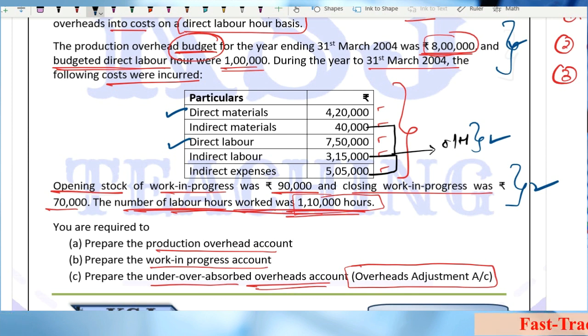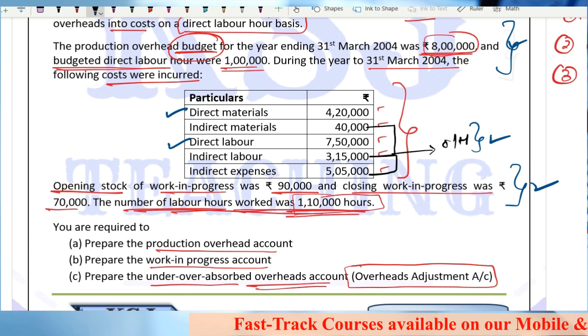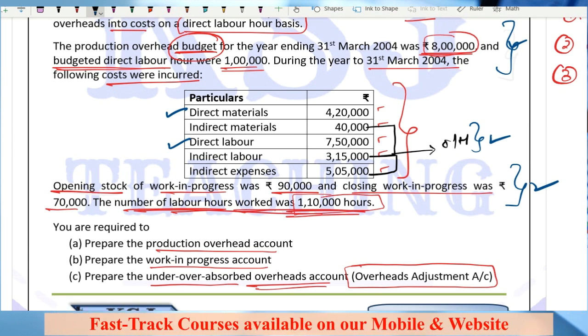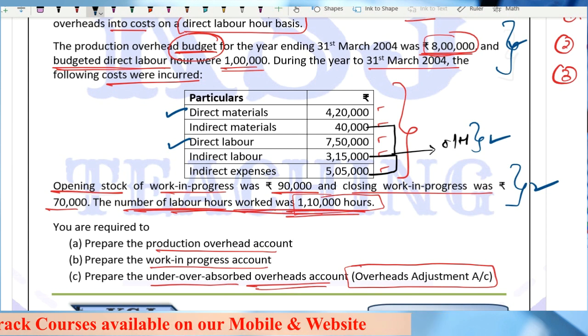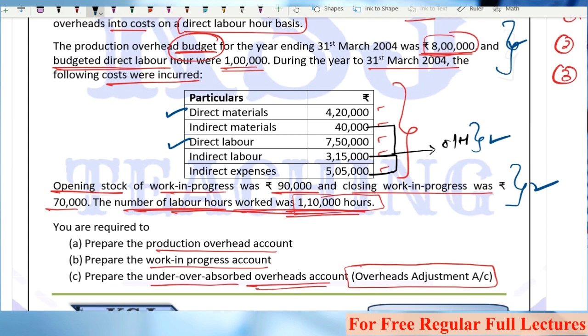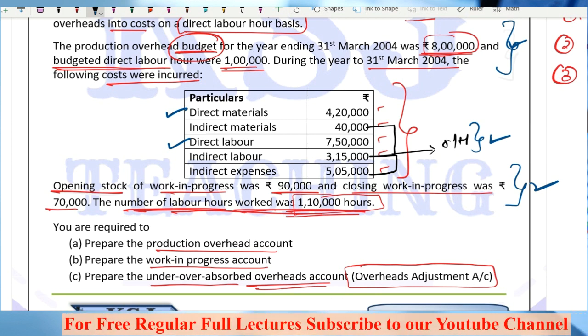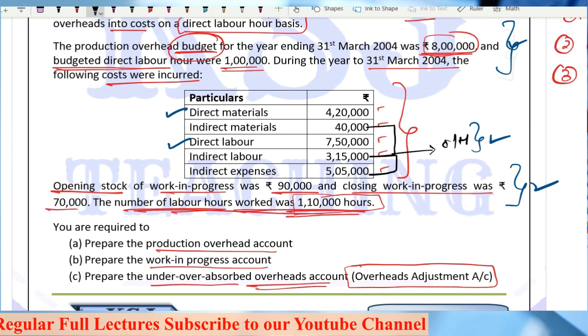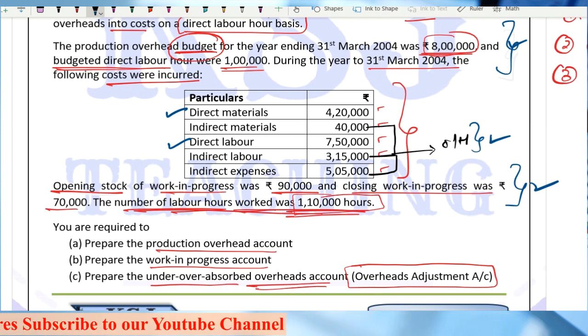What is the journal entry for procurement of material? SLC to GLA. But in this question, they haven't asked us to prepare the SLC and GLA account, and the cost incurred means the cost incurred in the production process. That means this much of material was issued to WIP. What is the entry for direct material issue? And what is the entry for direct labor cost incurred?